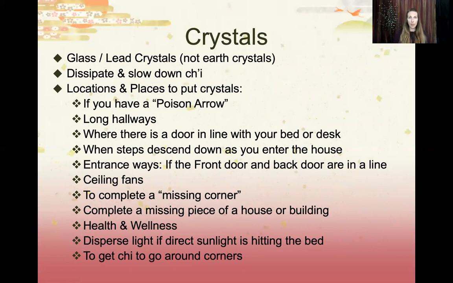Another really popular feng shui cure are crystals. When we start to think about crystals, we're not using earth crystals, but we're using glass lead crystals that we're going to be able to hang. They look beautiful. They come in different sizes, different colors. And they're going to have a lot of the same properties and ability to cure a lot of the same things that mirrors did. But if somebody doesn't want to use a mirror, we can use a crystal. Crystals also will help to slow down and to dissipate chi, because as chi hits the crystal and all the facets, it's going to disperse it.